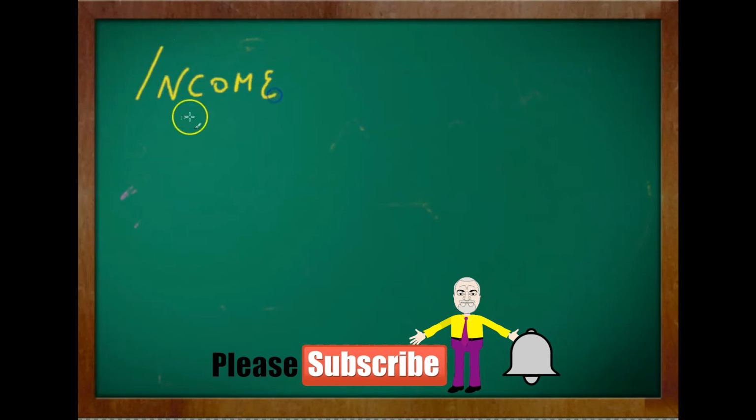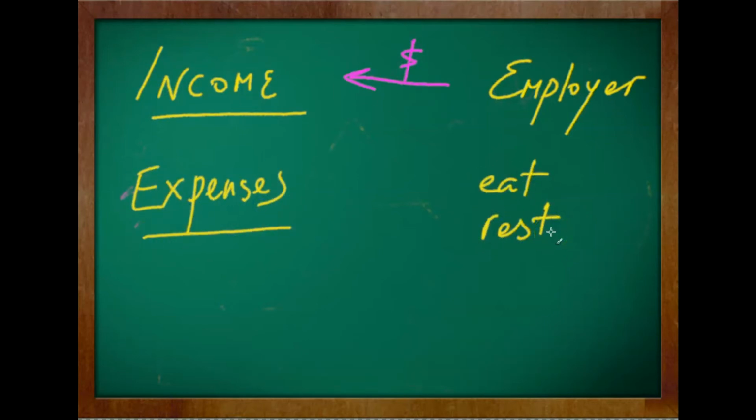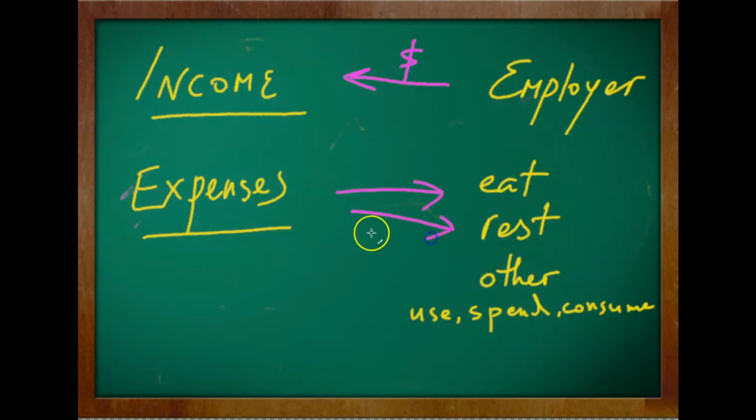Income for our household is the money we receive from an employer as an employee working with a company. At the same time, an employee as a human needs to eat, rest, and meet other life-required arrangements, for which he or she is going to spend, consume, and use their own asset, money, which is called expenses.